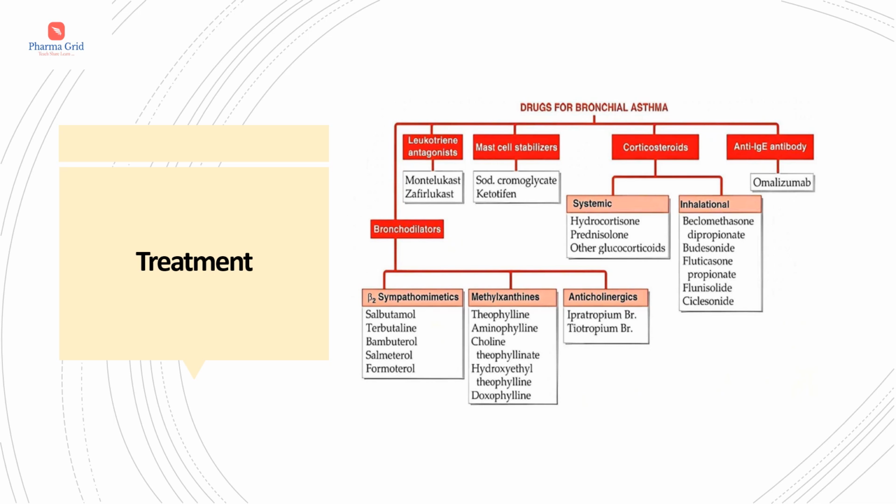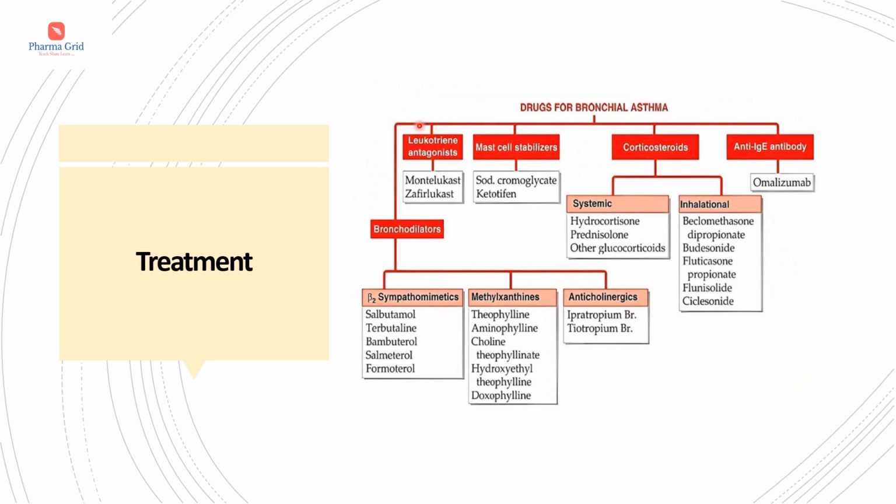Now let's see the classification of drugs used for the treatment of bronchial asthma. So the first category is bronchodilators, and these bronchodilators can be further subdivided into three, that is beta-2 sympathomimetics, methylxanthines and anticholinergics. Beta-2 sympathomimetics include salbutamol, terbutaline, bambuterol, salmeterol and formoterol. Methylxanthines examples include theophylline, aminophylline, choline theophyllinate, hydroxyethyl theophylline and doxofylline. Anticholinergics include ipratropium bromide and tiotropium bromide.